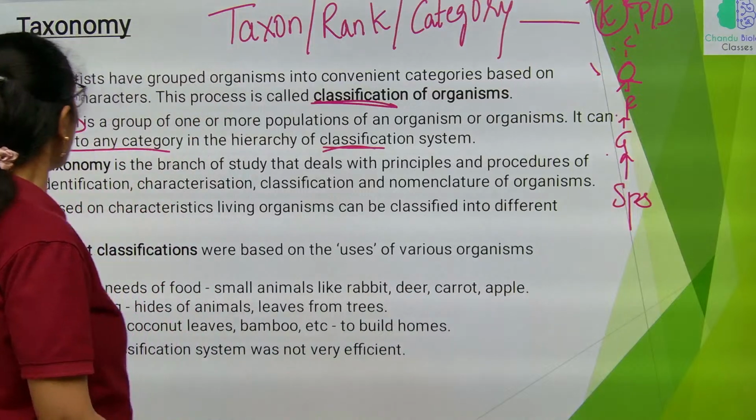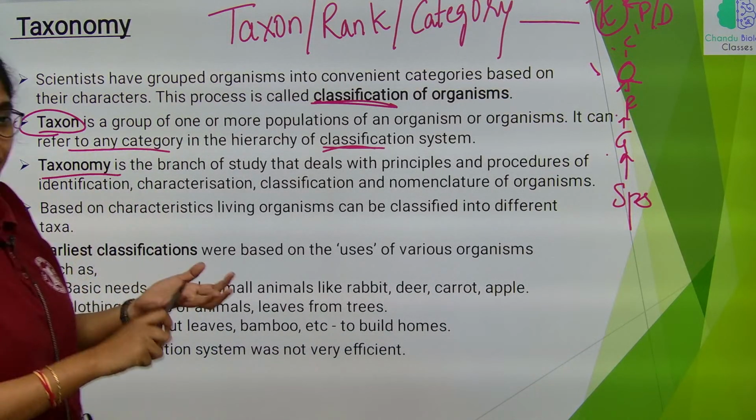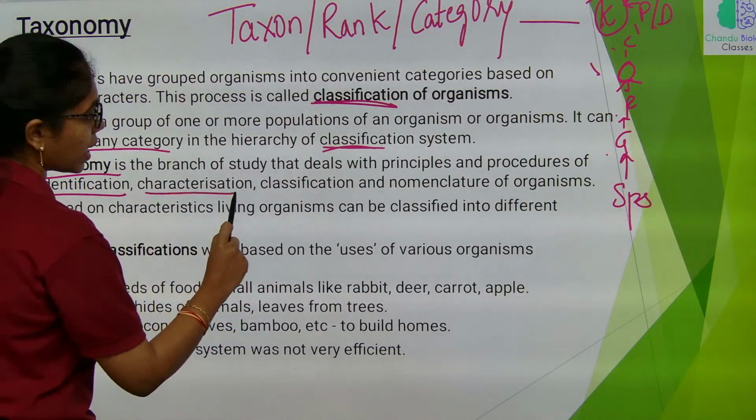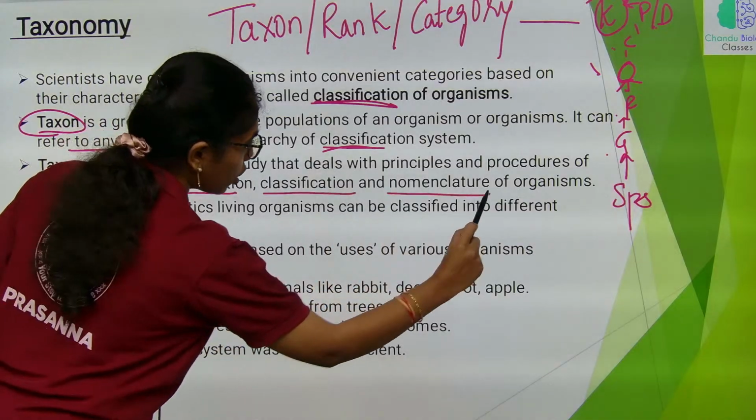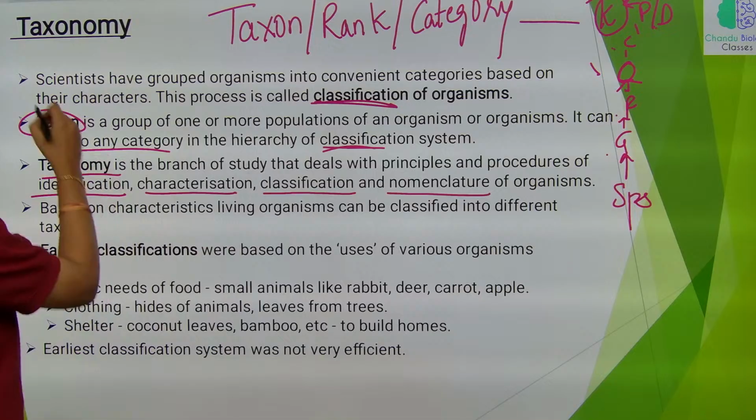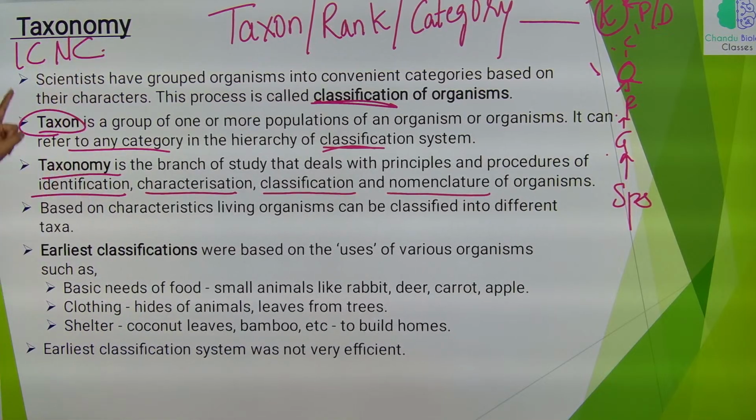Clear, right? Next, taxonomy is a branch of study which deals with the principles and procedures of identification, characterization, classification and nomenclature. To remember the components of taxonomy, we can simply call it ICNC. Okay? First identification, characterization, nomenclature and classification.